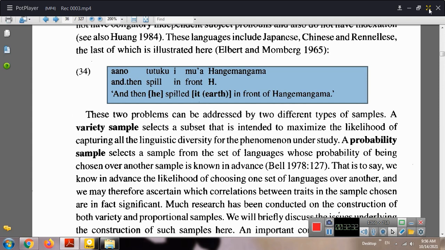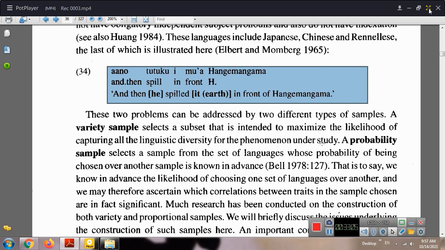These two problems can be addressed by two different types of samples. We should know their definitions: a variety sample and a probability sample. By a variety sample we mean a selected subset that is intended to maximize the likelihood of capturing all the linguistic diversity for the phenomenon under study.